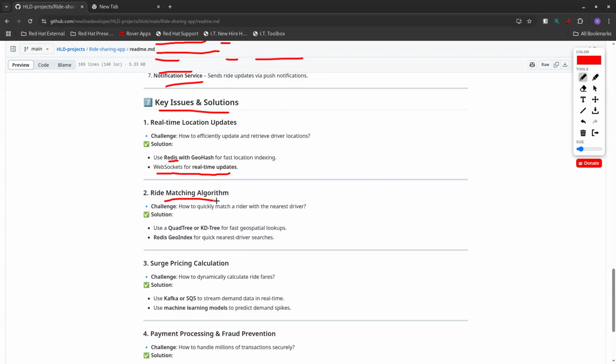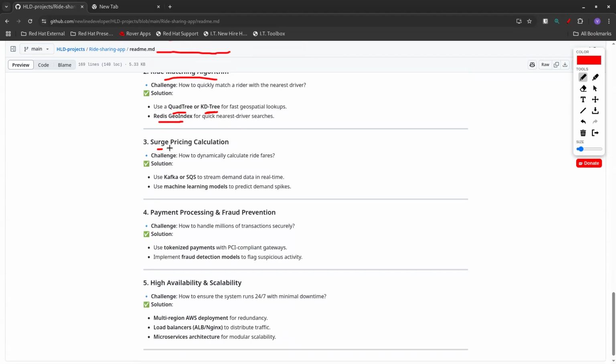So we have to assign a specific rider to a specific driver based on their location and availability. How do we quickly match the rider with the nearest driver? We can use a quad tree or KD tree for fast geospatial lookups. These are the algorithms available, so we can use them to quickly pick the nearest available driver, and then a Redis geo index for quick nearest driver search. These are the things we can use for the ride matching algorithm.